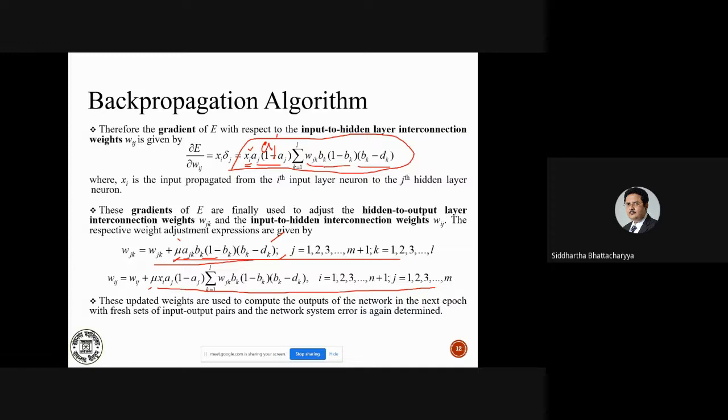In this way, you go for weight adjustment: wjk previous plus mu, the learning parameter, into the expression for the hidden to output layer, and this is for the input to hidden layer. In this way, the weights are adjusted, and you see these two expressions are always there in a neural network book describing the backpropagation neural network. But I'm afraid you will not find this type of treatment in any book. This is a very interesting treatment. I will share the slide with you. You can go through it.